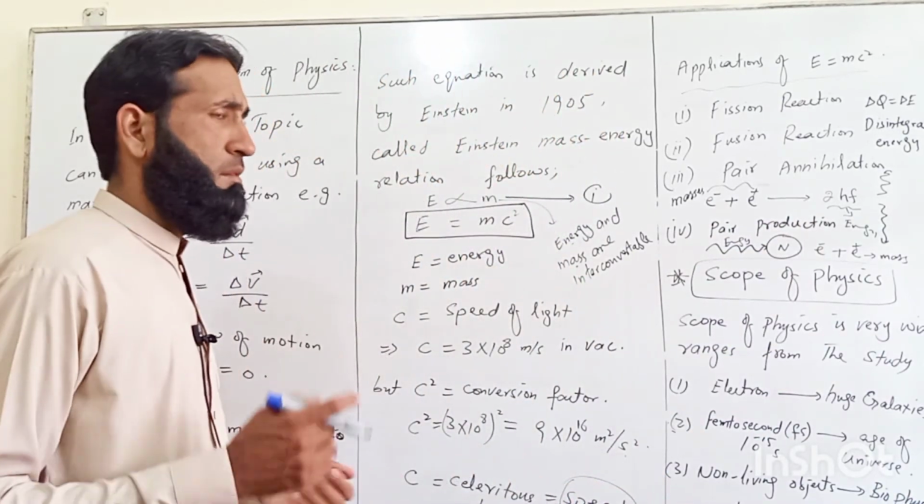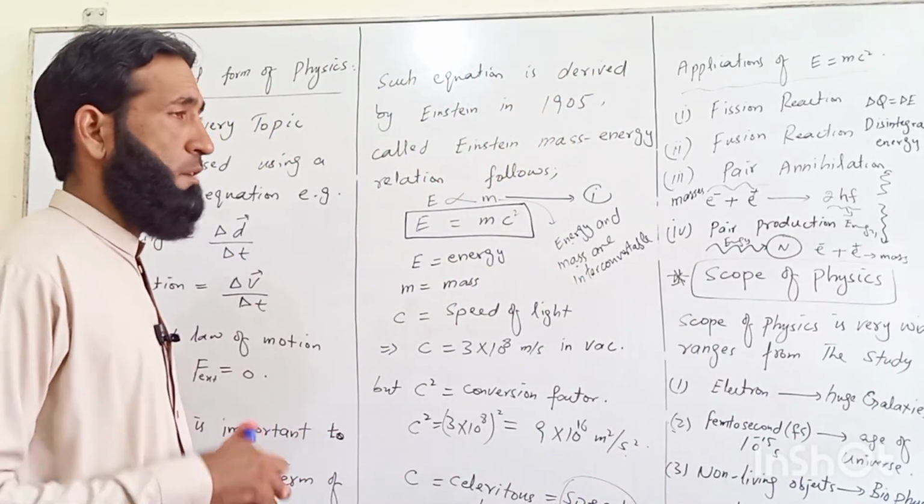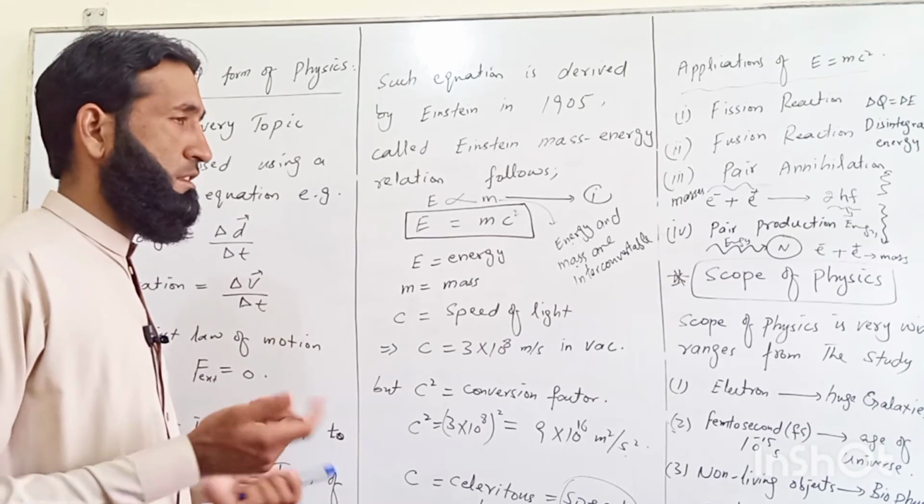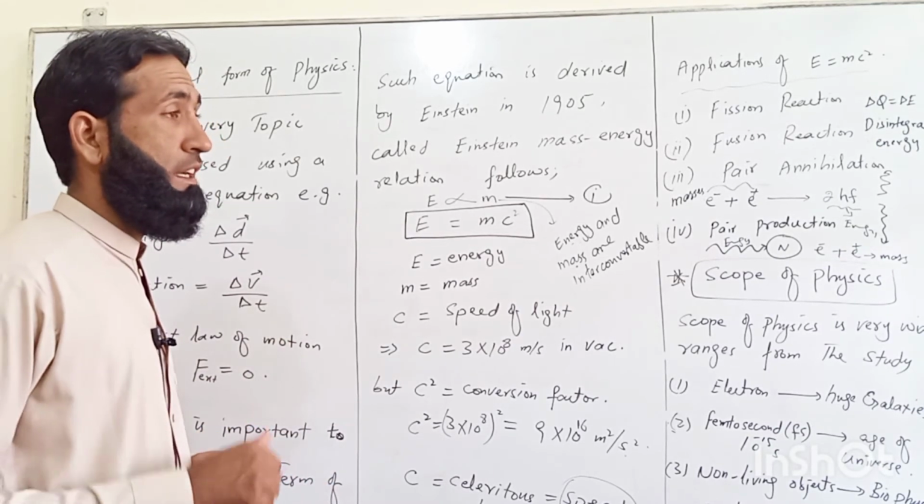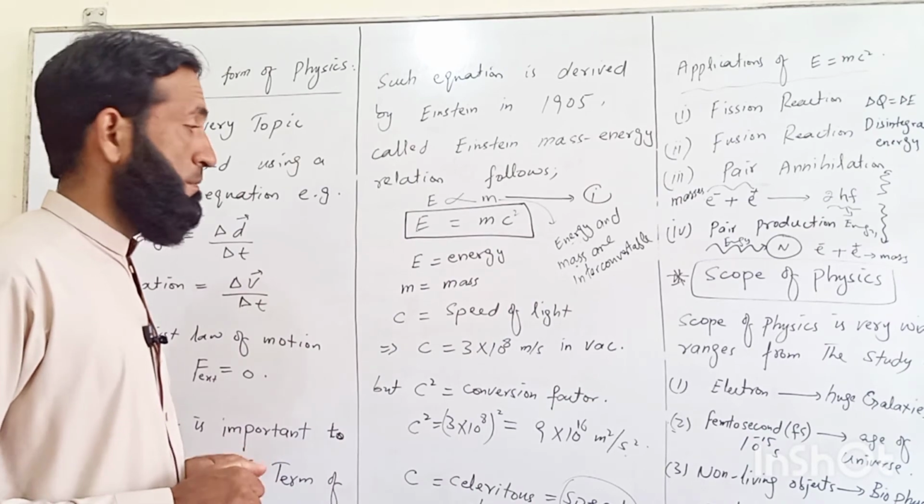There are many other examples of this equation. For example, a very poor example of this equation is photosynthesis as well as the combustion of wood.